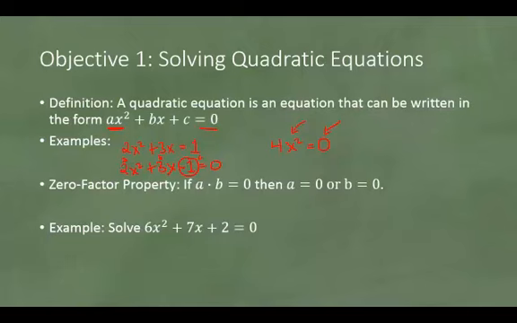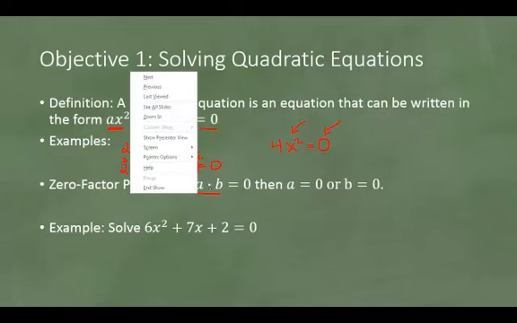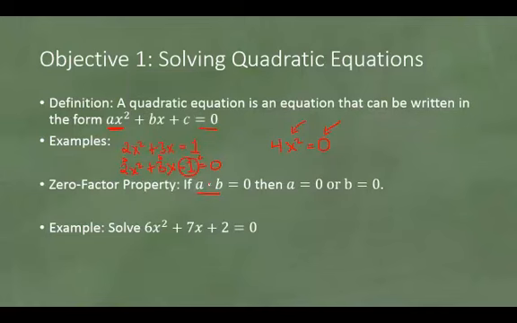The zero factor property is going to be very useful for solving quadratic equations, especially when factoring. We've already looked at this before, but it says that if two things are multiplied together, and it has to be multiplication between them, and they're set equal to 0, then one thing or the other thing has to be equal to 0, or maybe both.